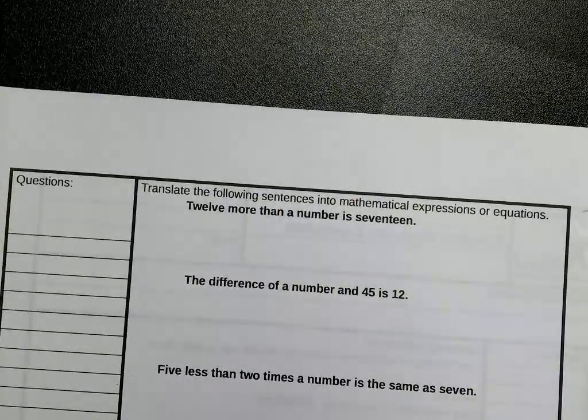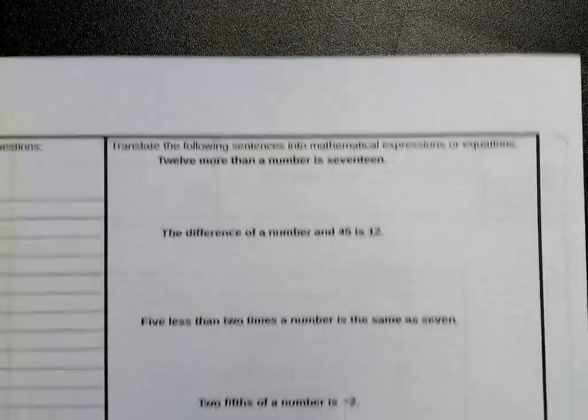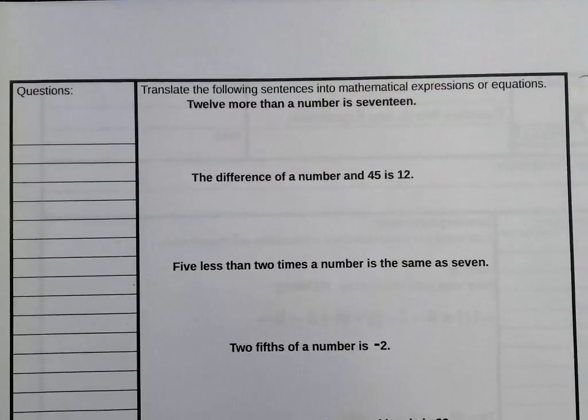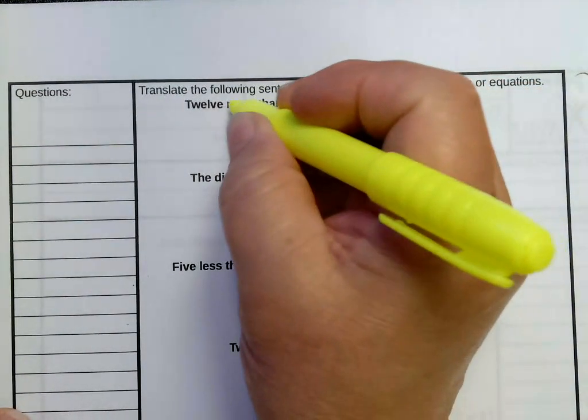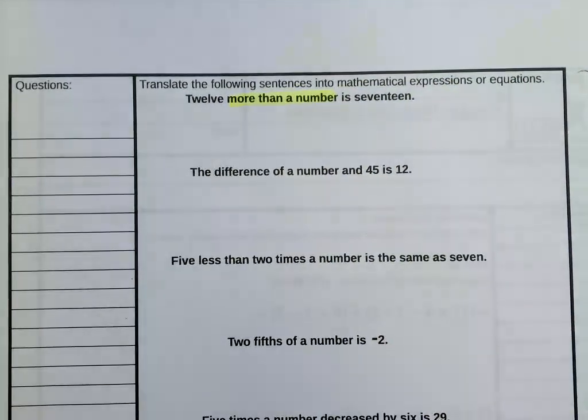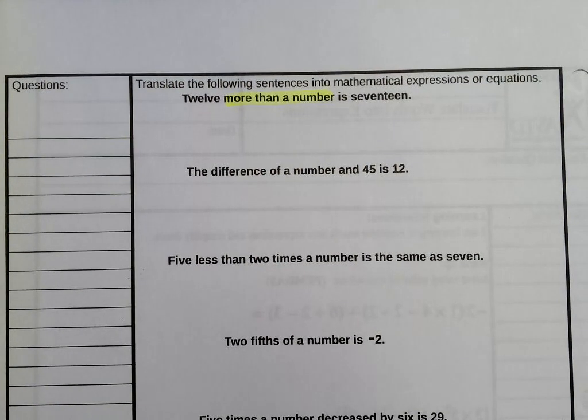So now we've got 5 problems to do. If you feel comfortable doing them on your own, go for it. If not, we'll work through it together. 12 more than a number is 17. So, do I know what the number is? Nope. If I don't know what the number is, I use a word that begins with a V.